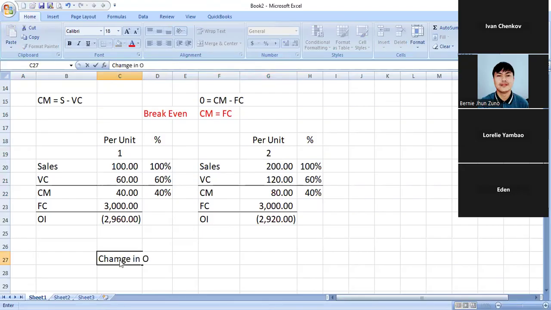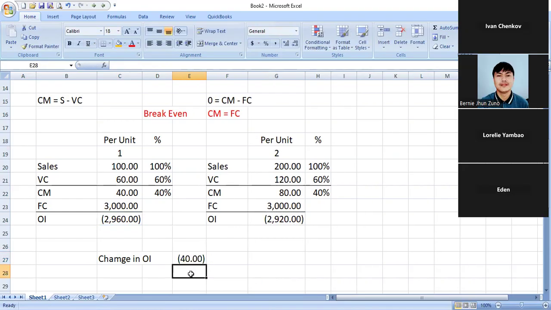40. How much is it? $40. Change in operating income is $40. It's going to be this one minus that one, right? So how much is that? It's going to be $40.